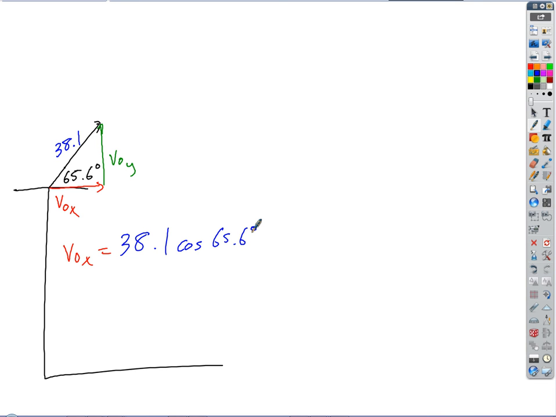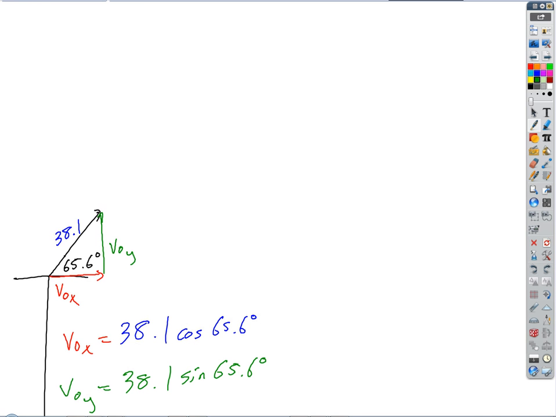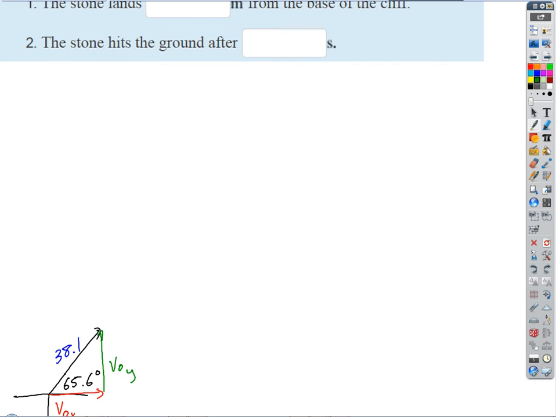And then v naught sub y would be the hypotenuse, the whole vector, times sine in this case, because it's the opposite side. And those are just calculator numbers, but they're useful, because that allows me to break this up into horizontal and vertical parts.